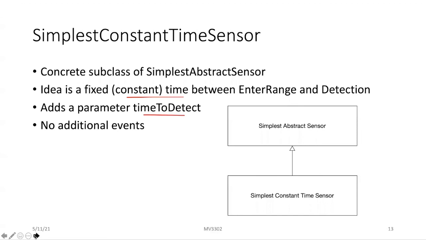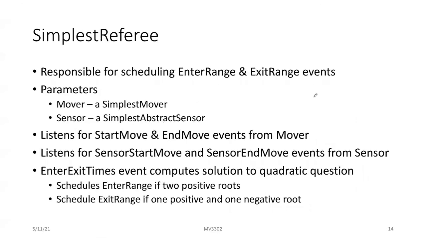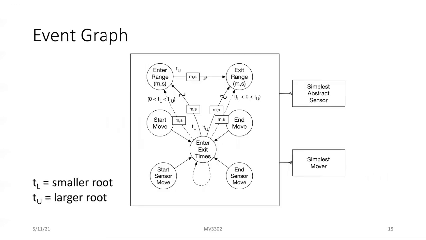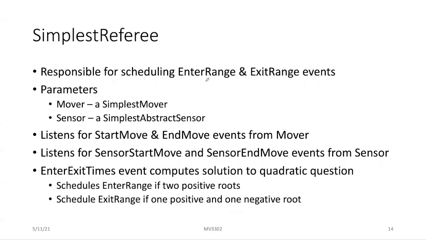Now let's look at what else. The minimum thing to get the enter range and exit range events is our simplest referee. It's going to be responsible for scheduling the enter range and exit range events. It has 2 parameters. One is a simplest mover, which is going to be the target.